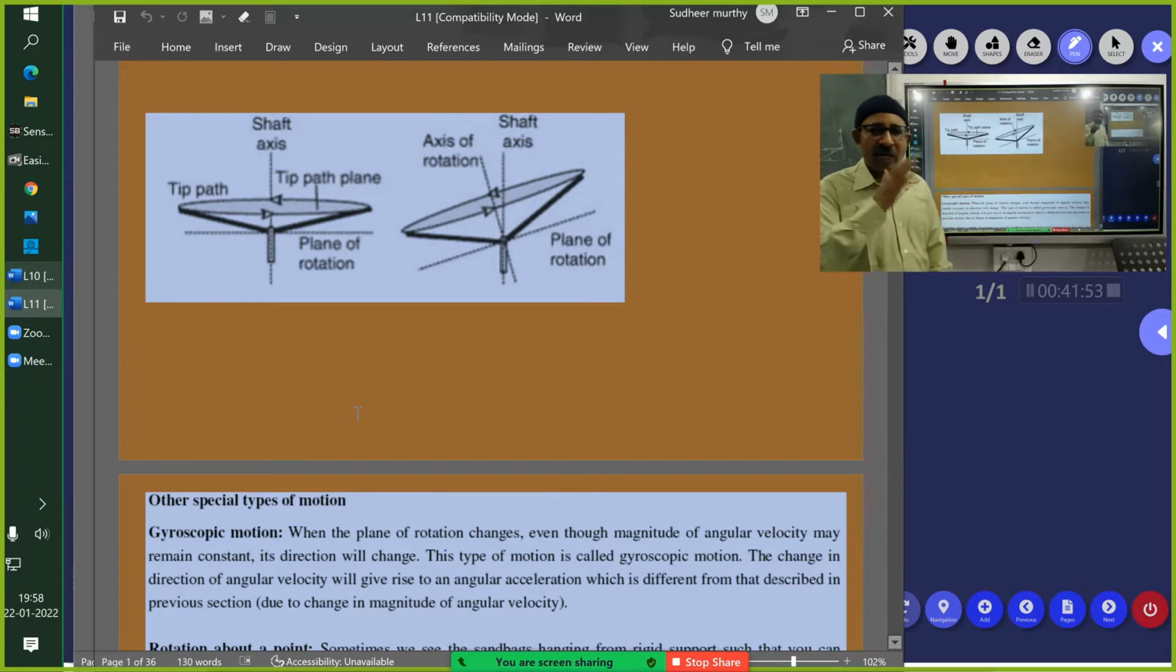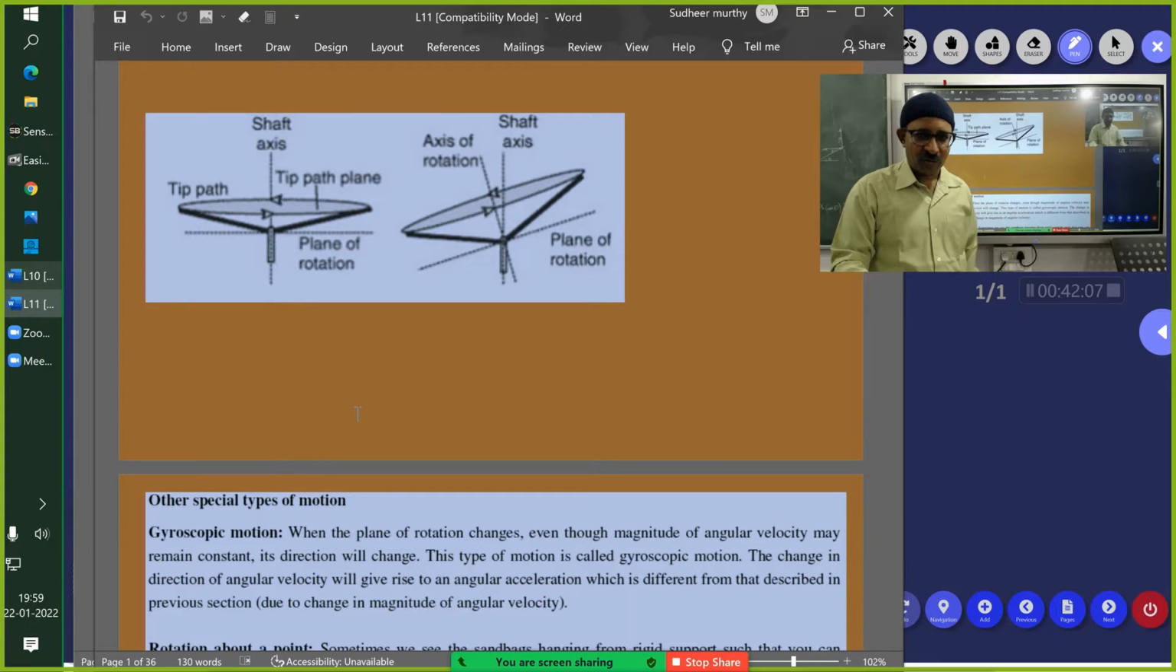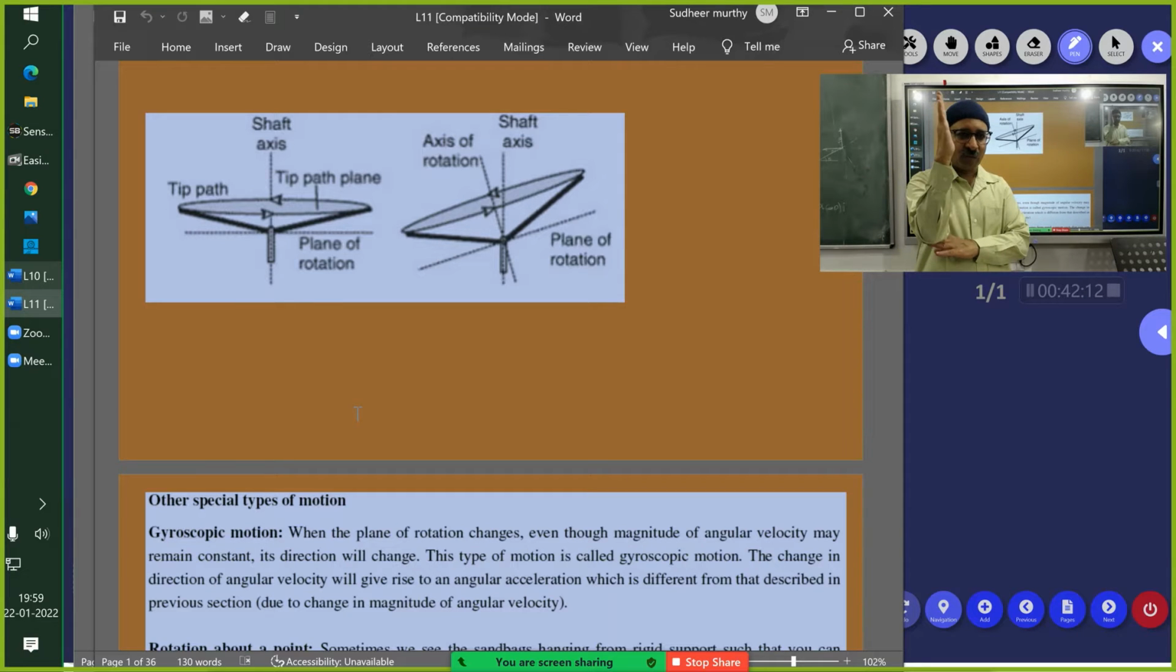For example, a helicopter will be like this, so the tilt can be like this. I have extracted this diagram from that only, so don't confuse yourself. Because the helicopter will be like this, the shaft can be like this. I mean, the axis of rotation can be like this.